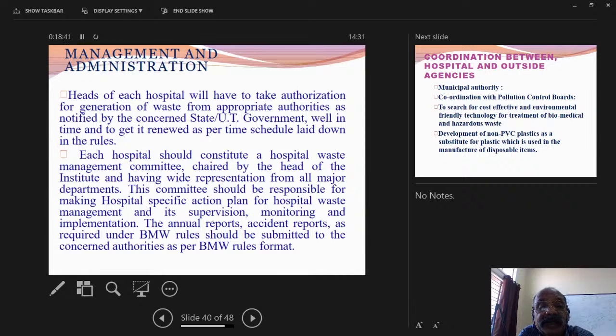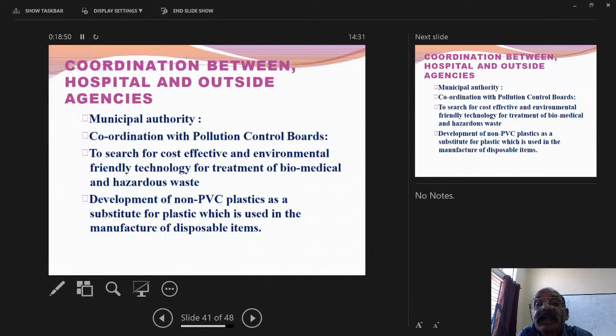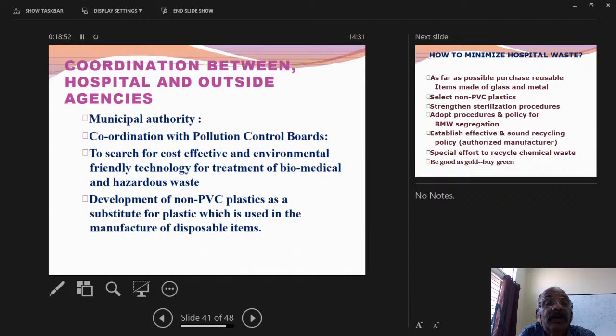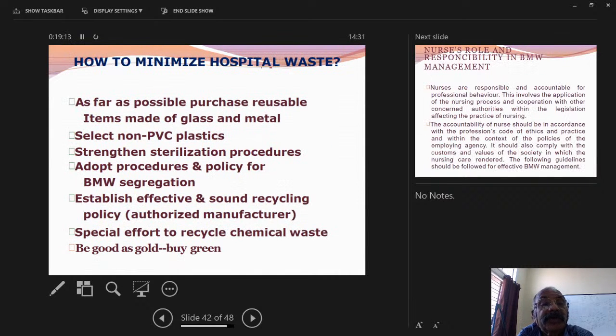The annual reports and accident reports, as required under biomedical waste rules, should be submitted to the concerned authorities as per the biomedical waste rules format. Coordination between the hospital and outside agencies, municipal authority, and pollution control boards, to search for cost effective and environmentally friendly technology for treatment of biomedical and hazardous waste, and development of non PVC plastics as a substitute for plastics which are used in the manufacture of disposable items.